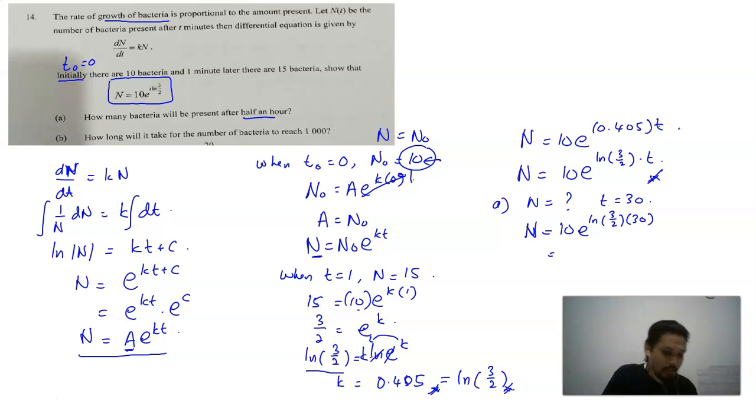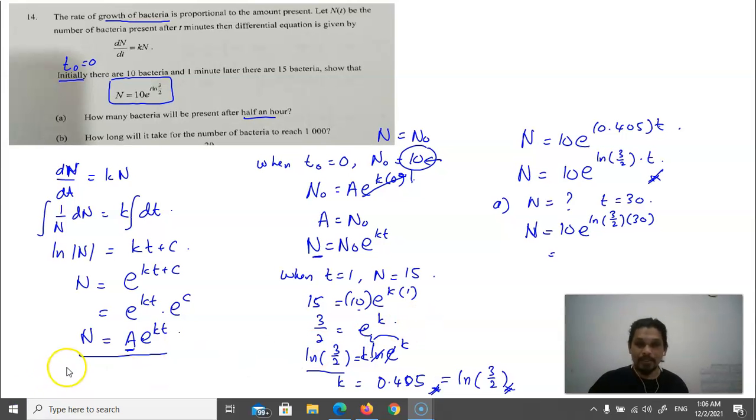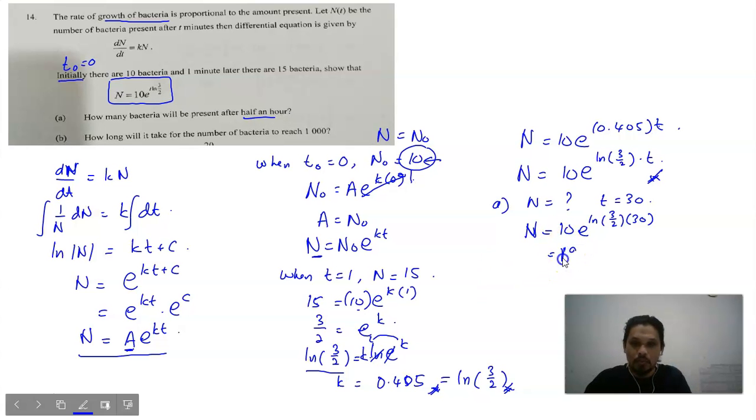Okay class, so the number of N after half an hour, I have tried using the calculator as you see on the screen here now, and it is about 1191751.